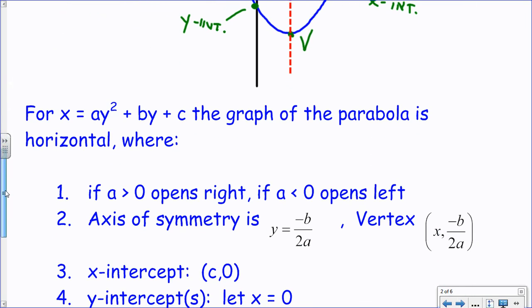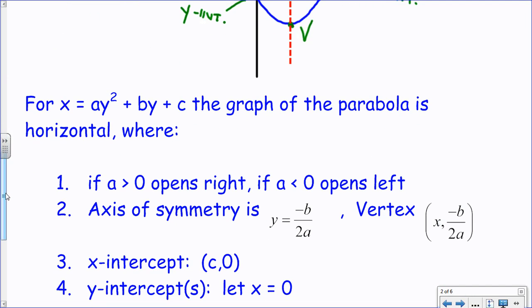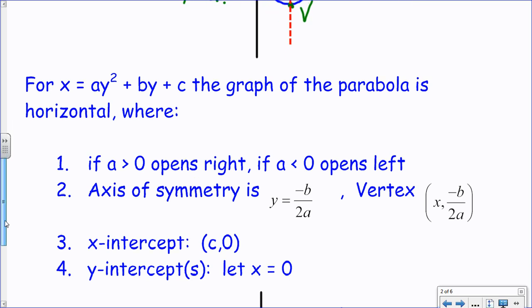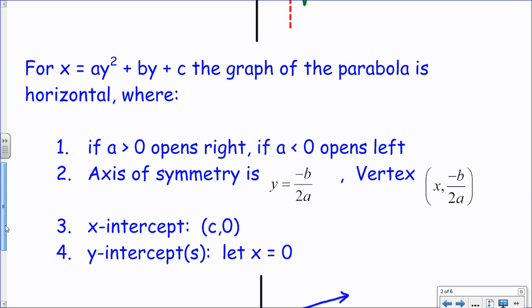Then we can also have horizontal parabolas. So in this case, it's the y that's squared. So opposite of what you think. If the y is squared, it's horizontal. X is squared, it's vertical.